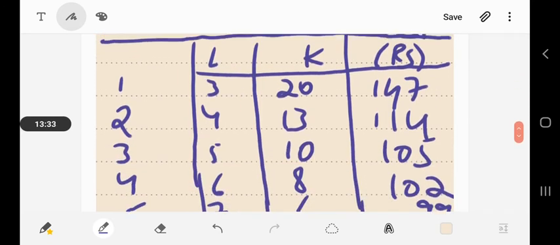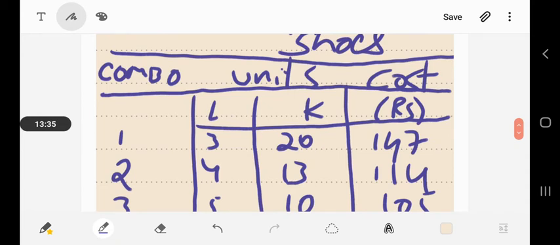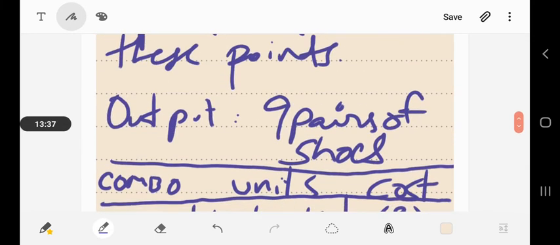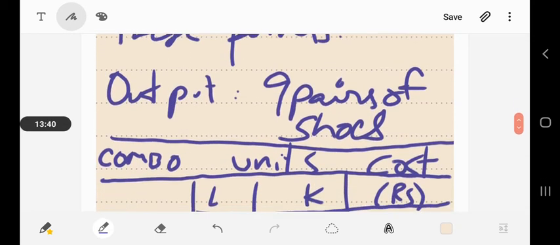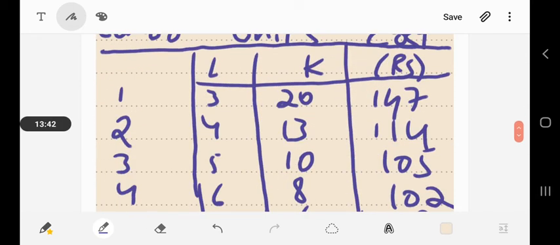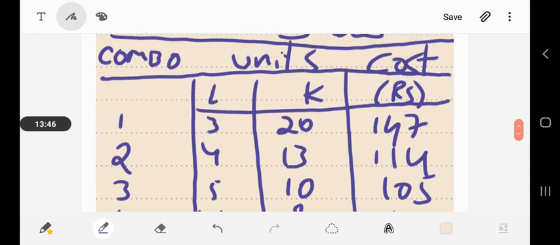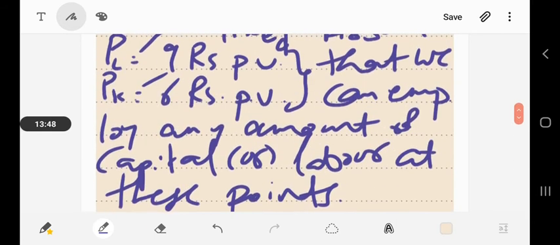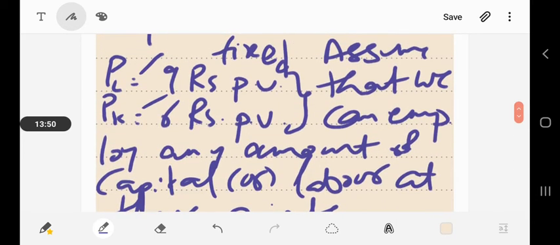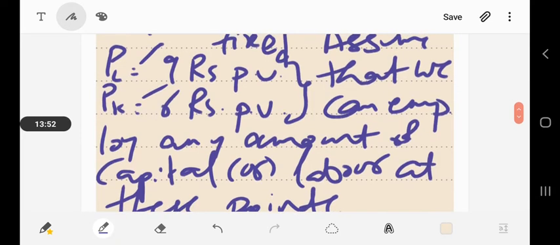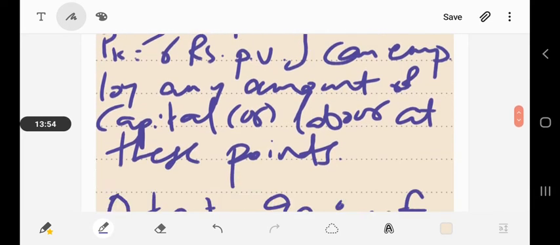Let us say the producer has been given the output of 9 pairs of shoes. There are 6 combinations of labor and capital, and also given the price of labor is 9 rupees fixed per unit and the price of capital is 6 rupees fixed per unit.